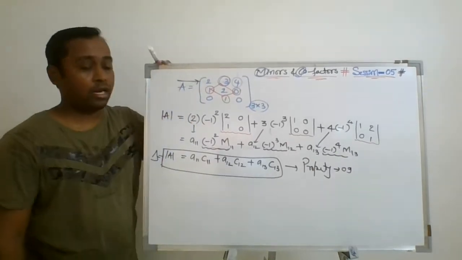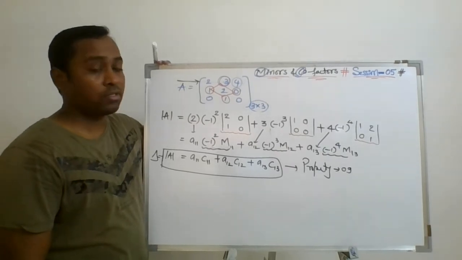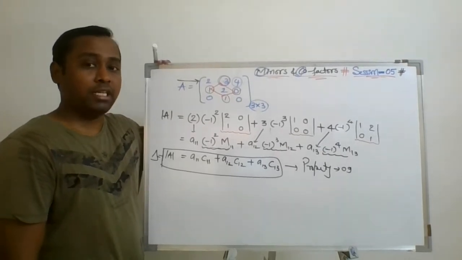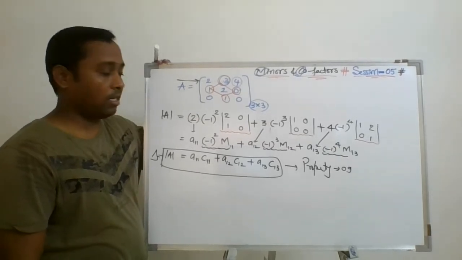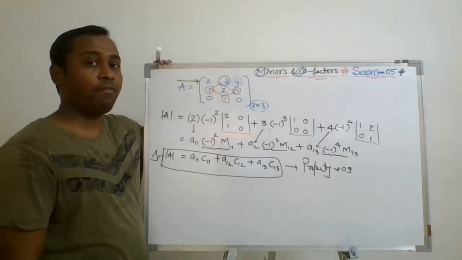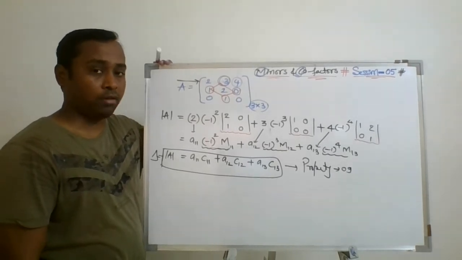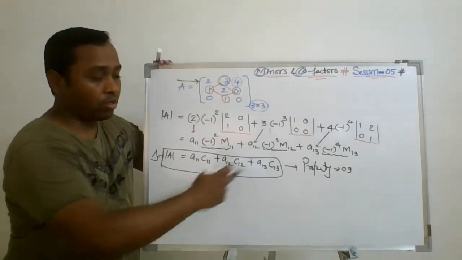Already we know that there are 11 properties, and 8 were discussed in the previous session. Now this is the ninth property. So the determinant of A is nothing but the sum of the product of the elements of any row or column with their corresponding cofactors.